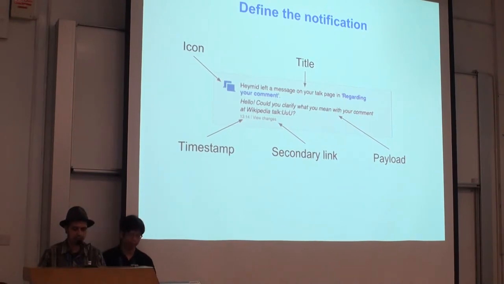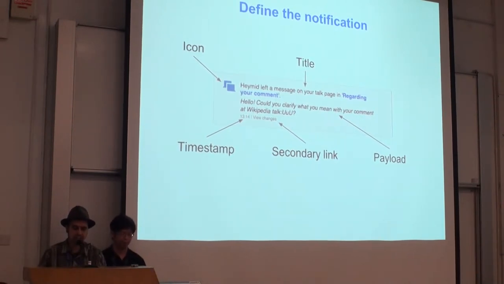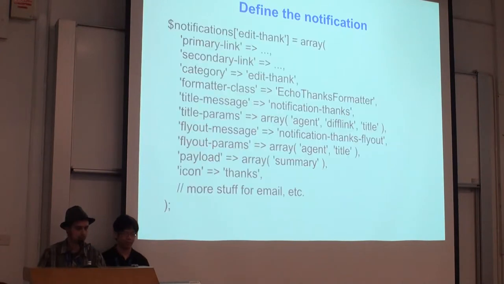Below that, we have the payload. The payload contains secondary data that might augment your notification, for example, an edit summary or a text snippet from an edit. That's an optional component of a notification. Below that, we have the timestamp, which just shows when the notification was generated. Then there's also an optional secondary link, because sometimes you may need an additional link to give some sort of context, or there may be situations where a user might want to go to something besides the primary link.